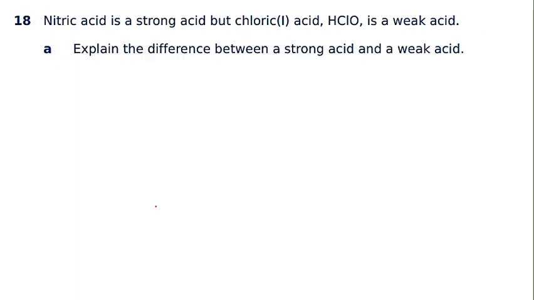Question number 18. Nitric acid is a strong acid. Chloric acid, HClO, is a weak acid. Explain the difference between the strong acid and weak acid.